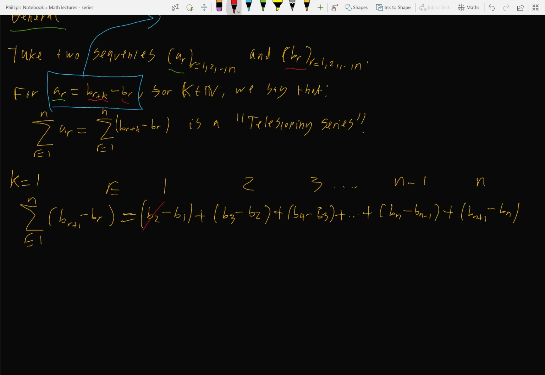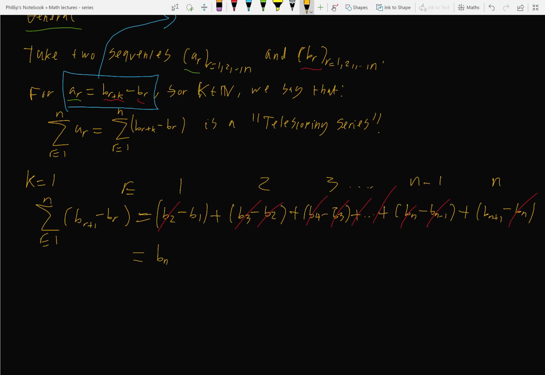So b2 will cancel with minus b2, b3 will cancel with minus b3, b4 will cancel with minus b4, which will be here somewhere. bn will cancel with minus bn. This b minus bn minus 1 will cancel with the one before. So all we're going to be left with is bn plus 1 minus b1.